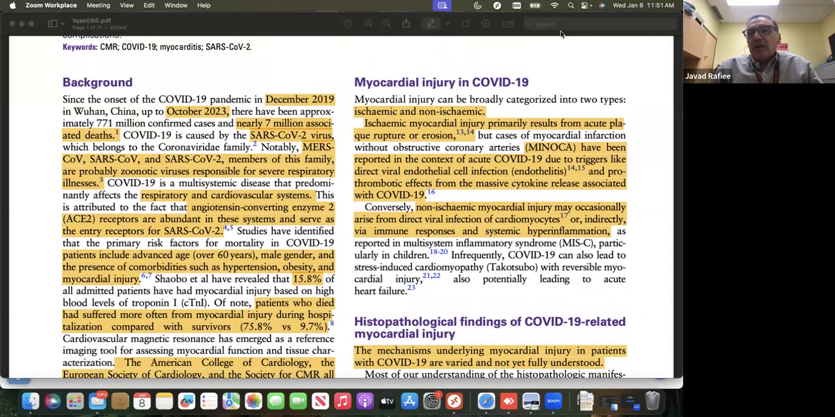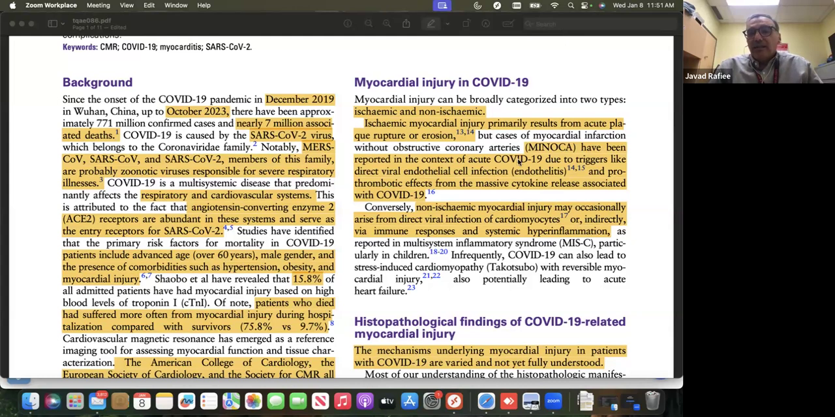So the next part is about myocardial injury in COVID-19. We can categorize it broadly into two types of injury, ischemic and non-ischemic. The majority cause of ischemic myocardial injury is related to plaque rupture and erosion as a classic pathway for myocardial injury, but we found that a significant number of patients with ischemic injury during COVID-19, at the MINOCA, might be due to direct endothelial infection by the virus or micro or macrovascular thrombosis due to massive cytokine release.